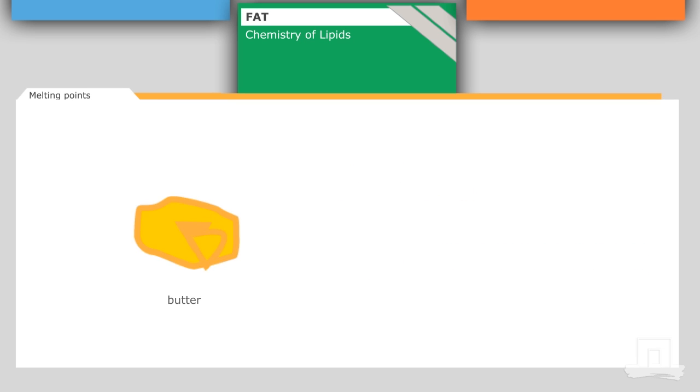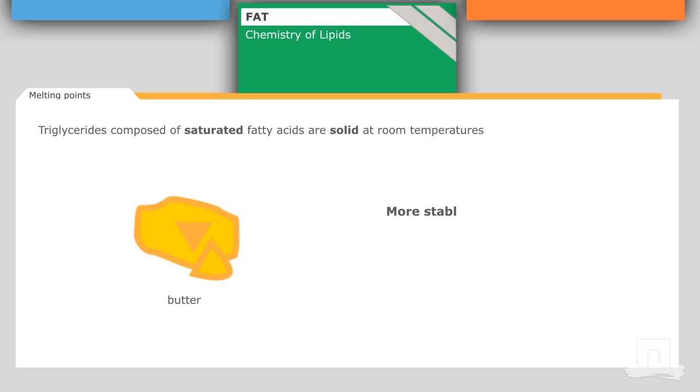Now, butter is solid at room temperature. And that's because it mostly contains saturated fatty acids. Now, triglycerides containing mostly saturated fatty acids are chemically more stable, and they're less prone to oxidation, which negatively impacts the properties of the fat or oil.